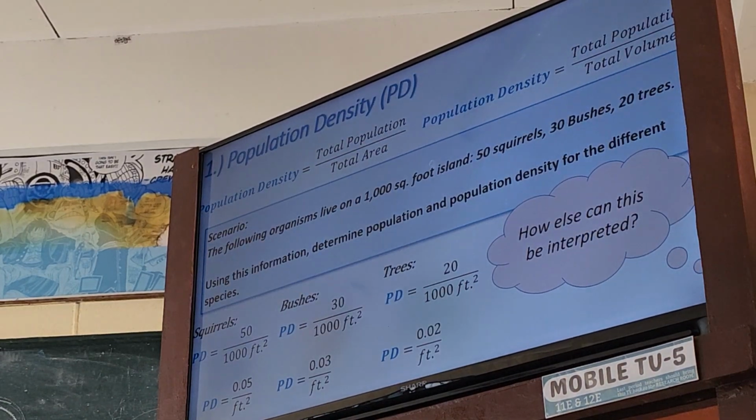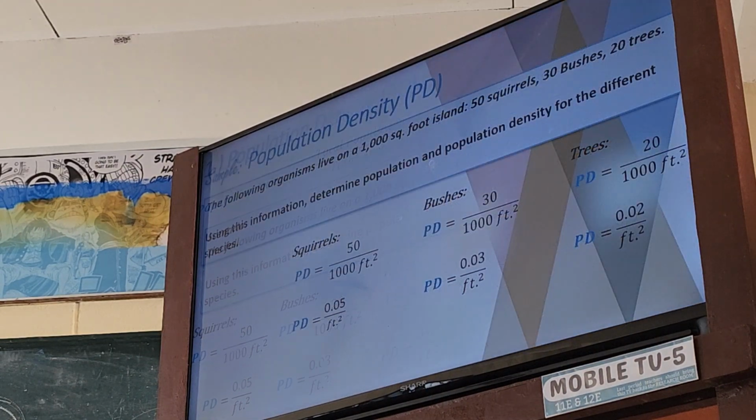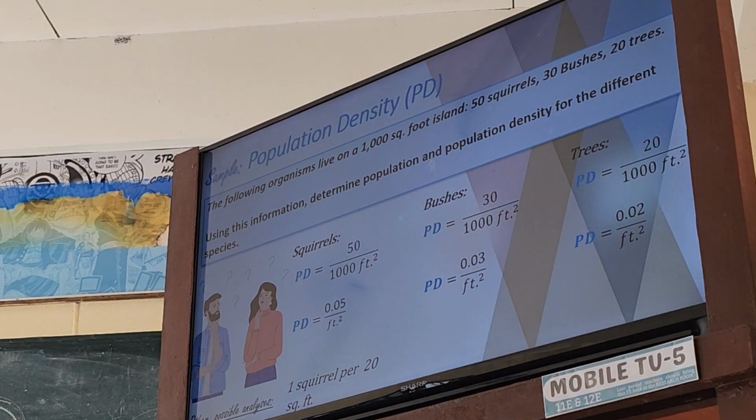Well, how else can it be interpreted? What is the significance? This is what I want you to lean more on. Looking at the values, you may also interpret it as likely there's one squirrel for every 20 square feet. 0.05 is 1 over 20. Where does 20 come from? 1 divided by 0.05 is 20. 0.05 times 20 equals 1.